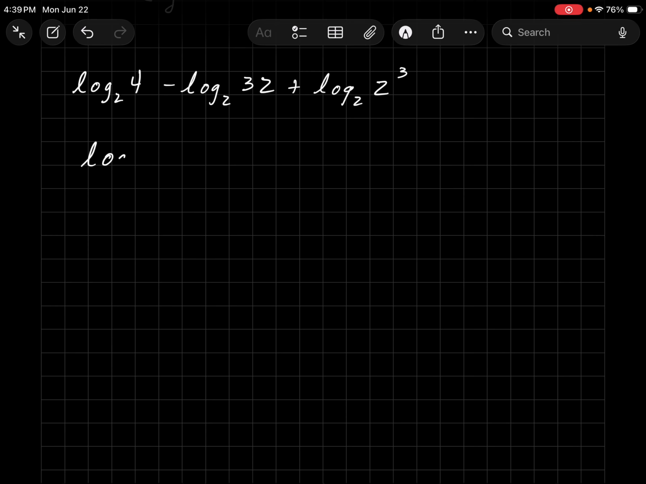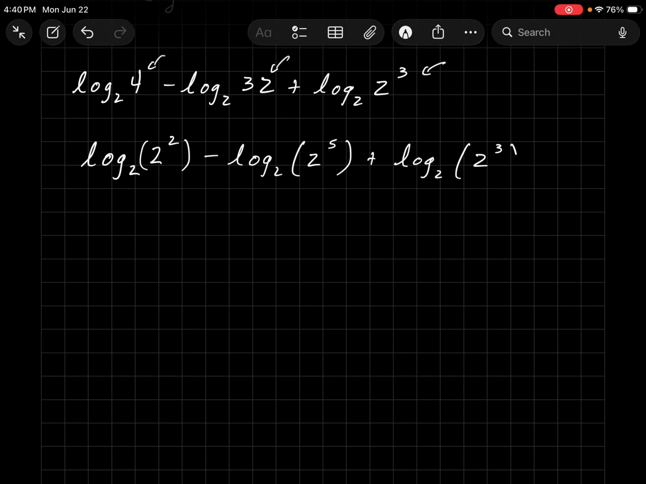Notice that all of these arguments, the 4, the 32, and the 2 cubed, are all powers of 2. So I will rewrite the first one as log base 2 of 2 squared. I'll put some parentheses there just to separate it out. And then minus the log base 2 of 2 to the 5th plus the log base 2 of 2 cubed.